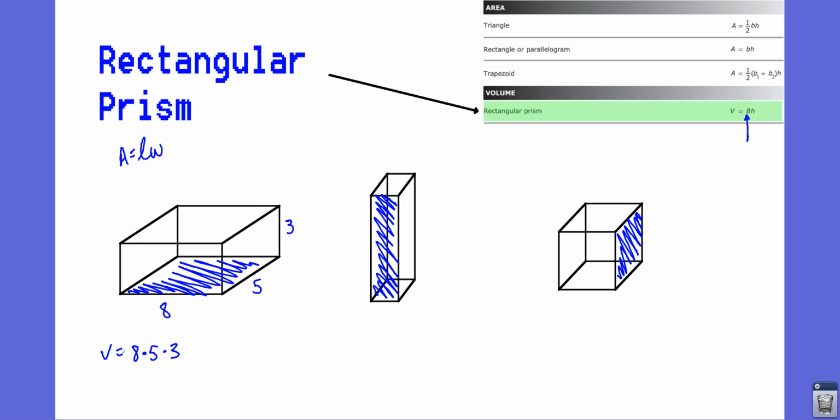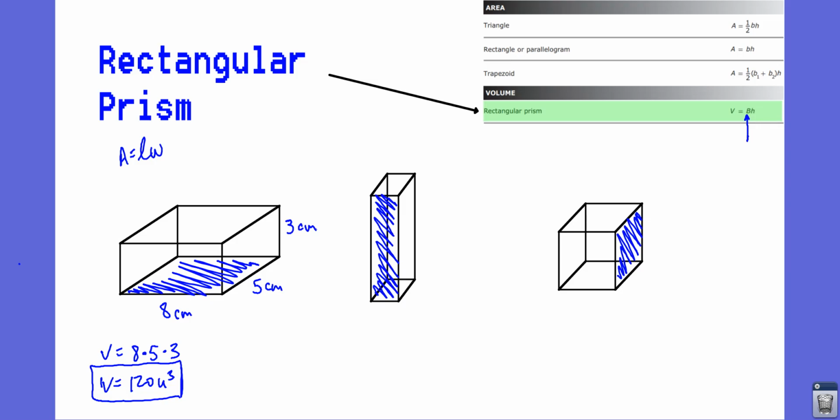So 40 times 3 should be 120. 120 cubes fit inside of there. So inside of this box, a whole bunch of little tiny boxes fit in there, and there's 120 of them. Depending on the unit measure, if we're talking about centimeters, then it would be cubic centimeters. Centimeters, 1 centimeter by 1 centimeter by 1 centimeter. Like a dice.